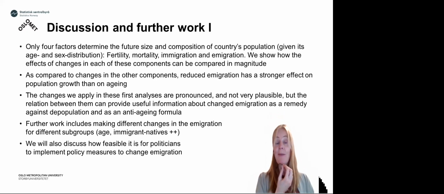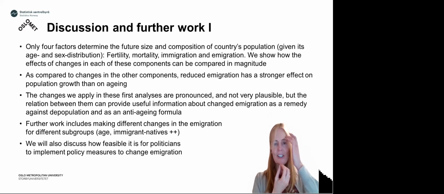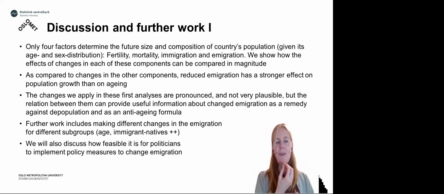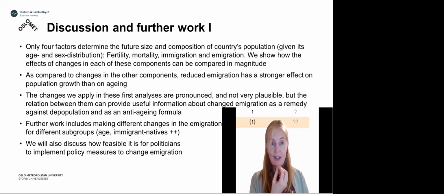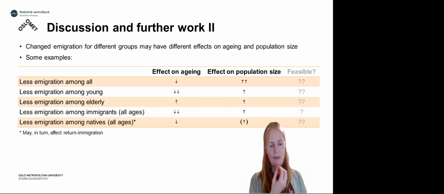But the relation between them can anyway provide useful information about changed emigration as a remedy against depopulation and as an anti-aging formula. Further work, because this is still work in progress, includes making different changes in the emigration for different subgroups by, for instance, age or between immigrants and natives. And we will also discuss how feasible it is for politicians in the real world to implement policy measures to change emigration.